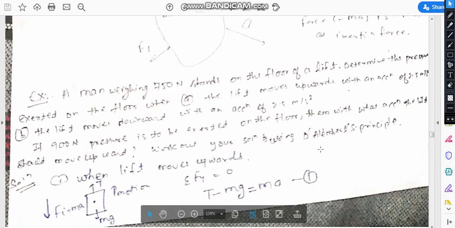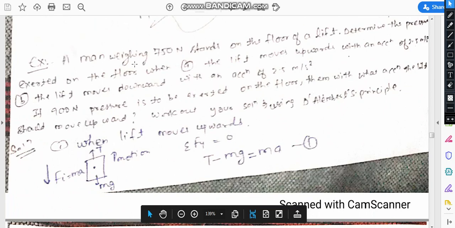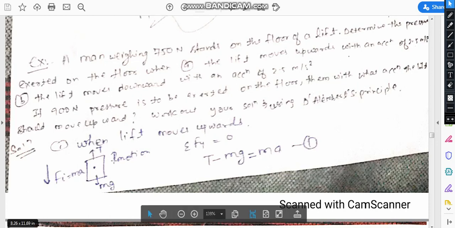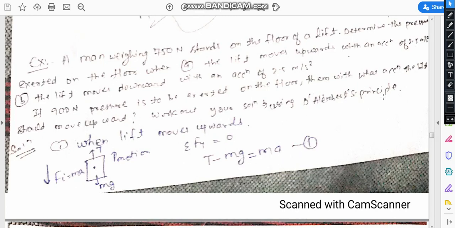Let's suppose a man weighing 750 Newton stands on the floor of a lift. Determine the pressure exerted on the floor (a) when the lift moves upward with acceleration 2.5 meter per second square, and (b) when the lift moves downward with acceleration of this. Okay, so if this is the lift, then for upward motion, T minus mg equals m into a.